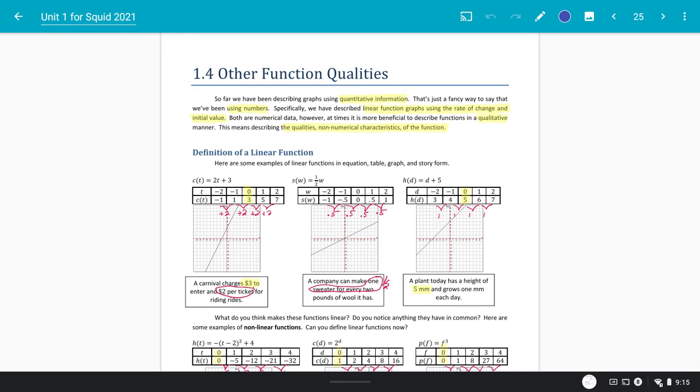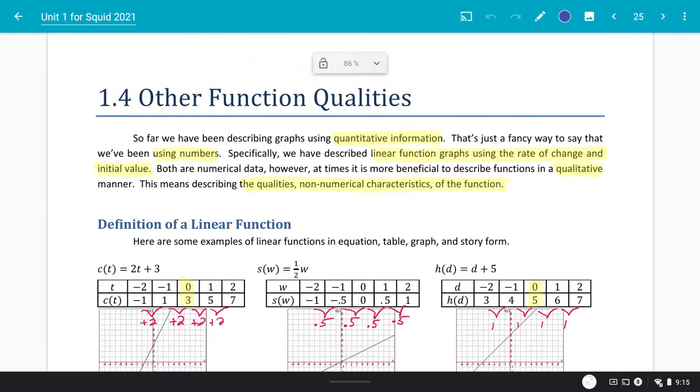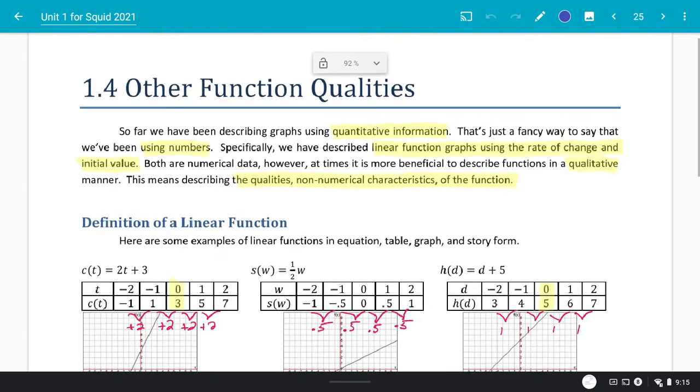Let's start by doing a little reading and highlighting. You should already have some stuff highlighted. I just want to go through it step by step and see if you're grabbing what you should be grabbing. So far, we've been describing graphs using quantitative information. Who can tell me what quantitative information is? Information using numbers. See how it's right there, using numbers.